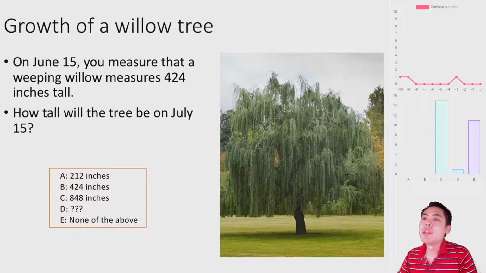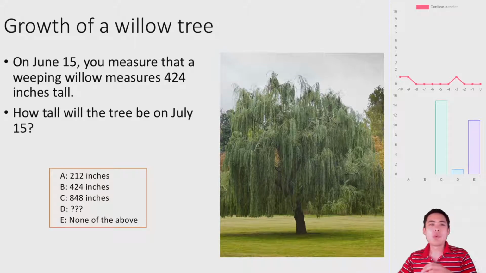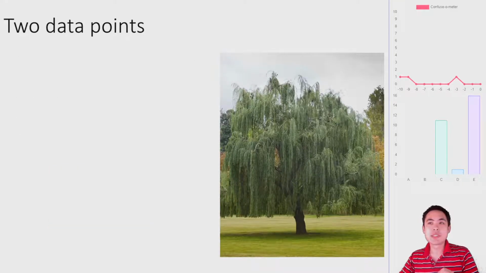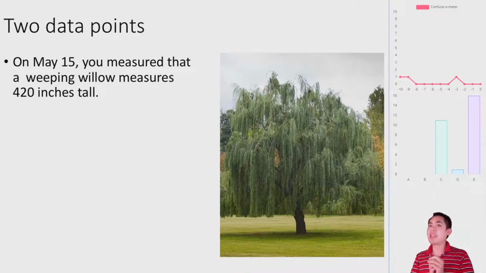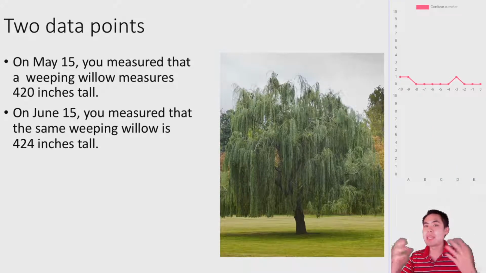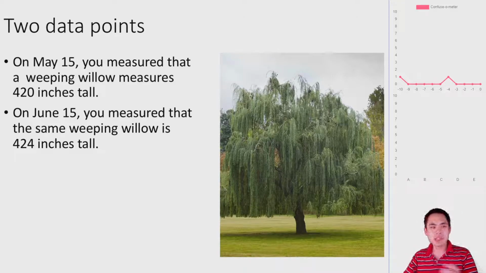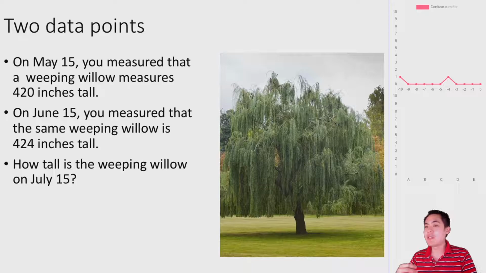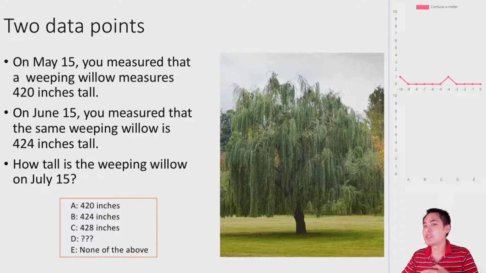You can look that up online, but as a biologist, one of the things you might be thinking is, well, what should I do instead? I could instead try measuring it again a little bit later or a little bit earlier. So if we had two different measurements, maybe that would tell us how quickly the willow tree grows and how tall it is right now. So let's reset my chat, and now let's suppose that we had two data points, because we have two parameters here. On May 15th, a month ago, let's say you measured that the weeping willow was 420 inches tall. And this month, you know that the same weeping willow tree is 424 inches tall. So now let's give another guess. How tall is the weeping willow a month from now, on July 15th? 420 inches, 424 inches, 428 inches, unknown, or none of the above?